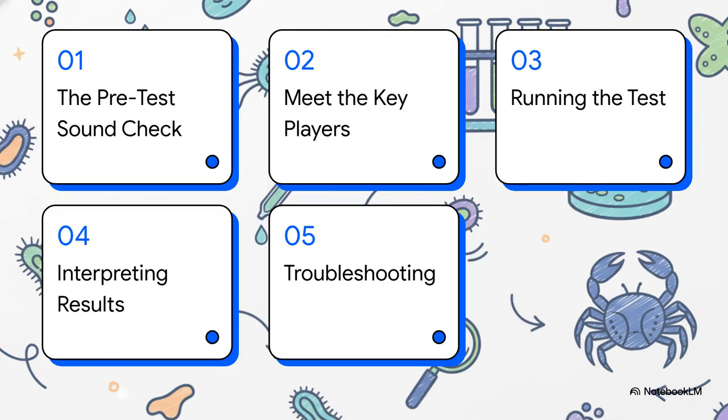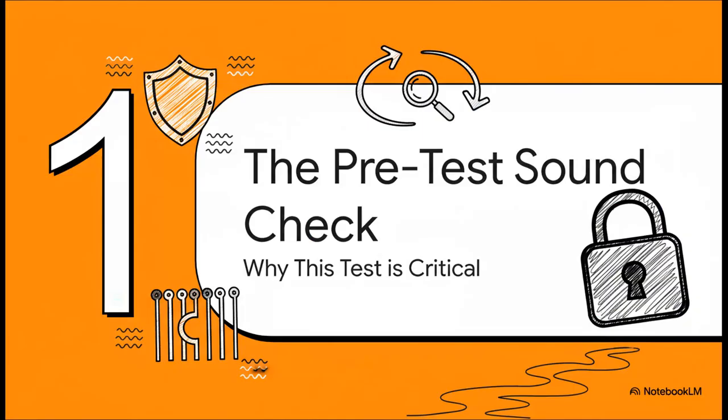So, here's our game plan for today. First, we're going to talk about why this pretest is so incredibly important. Then, we'll meet the key players, the different solutions that make this whole thing work. After that, we'll walk through the test itself, step by step. Then we'll learn how to actually read the results, and finally, we'll cover what to do if you run into a problem and find some interference. Okay, so let's jump right into the why.